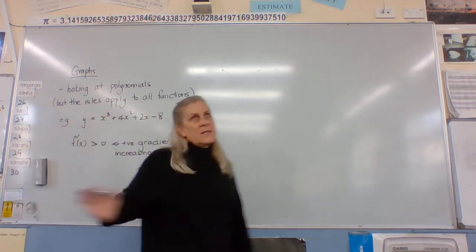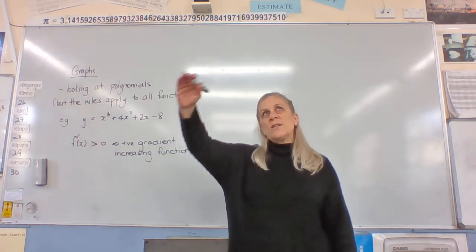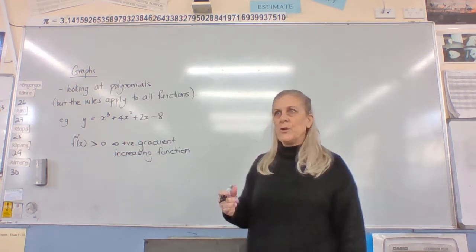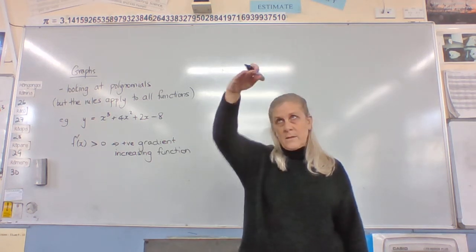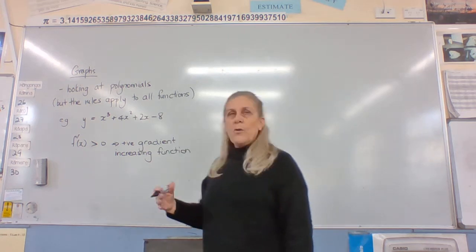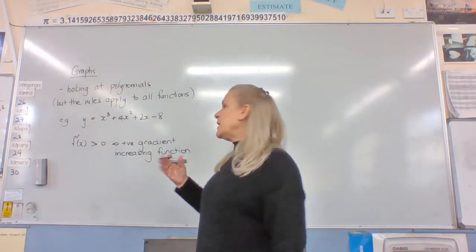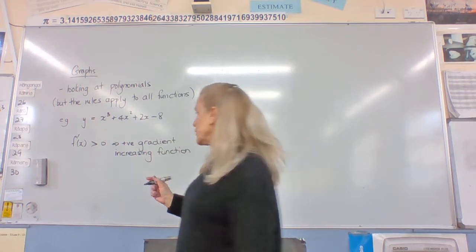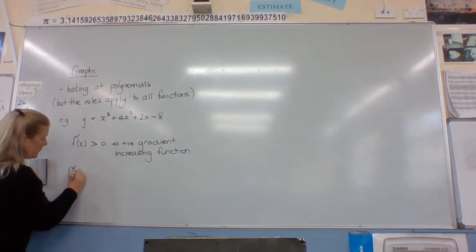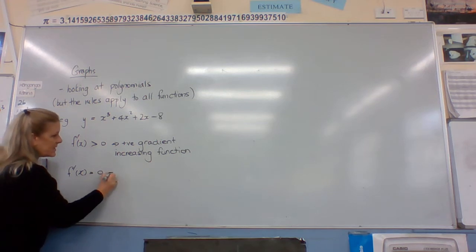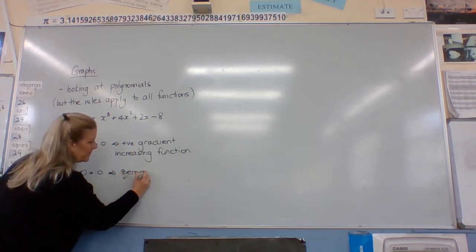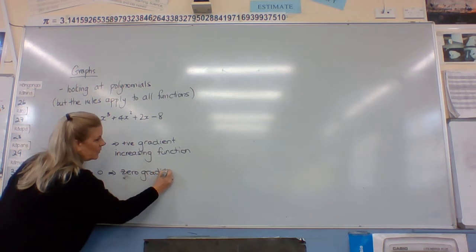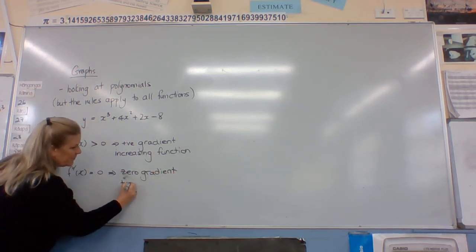All right. At some point in time, because it's a cubic, it's going to slow down, it's increasing, and it's going to come to a maximum or a minimum or a turning point. All right. So f dash of x equal to 0 will indicate a 0 gradient, which indicates a turning point.